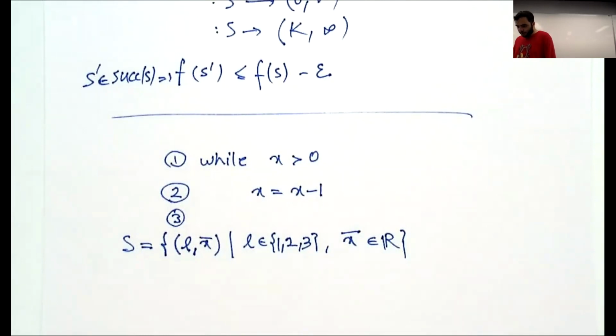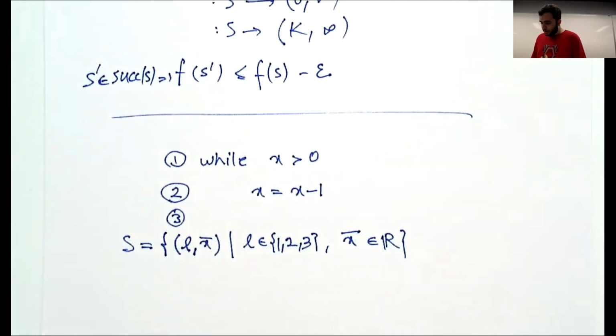So I want a ranking function for this. Can you just guess the ranking function? What value do we have here that is decreasing and cannot decrease forever? We have x, right? So we should somehow be able to find our ranking function based on x.